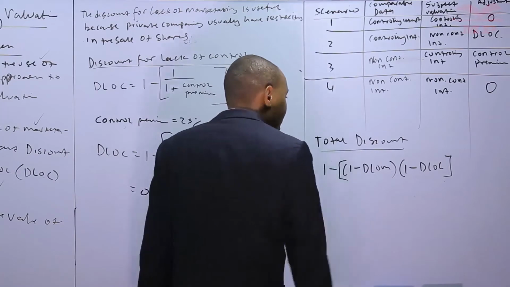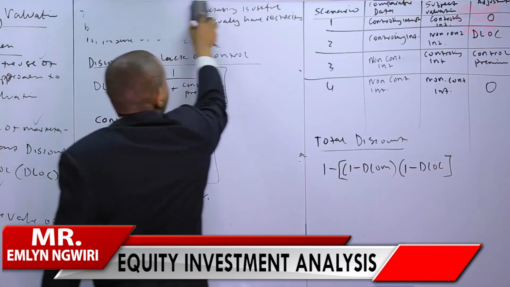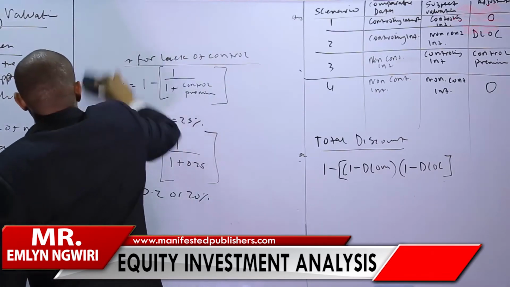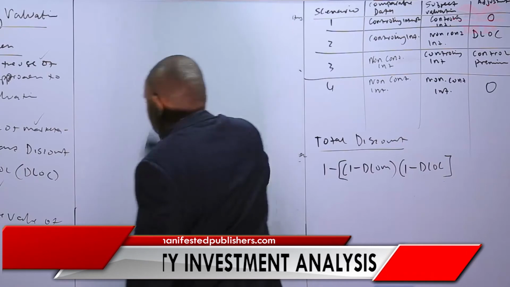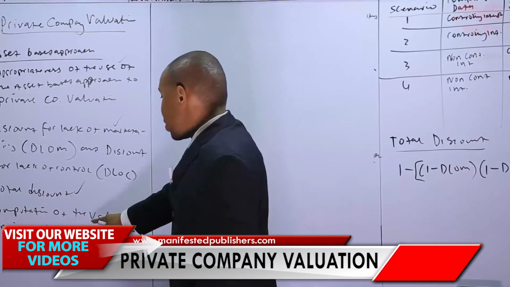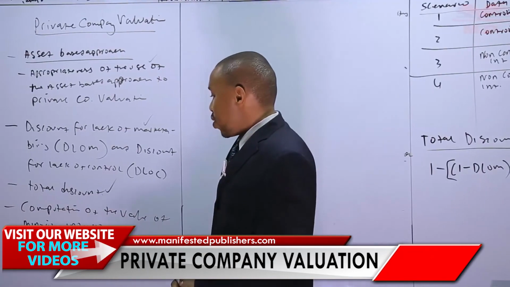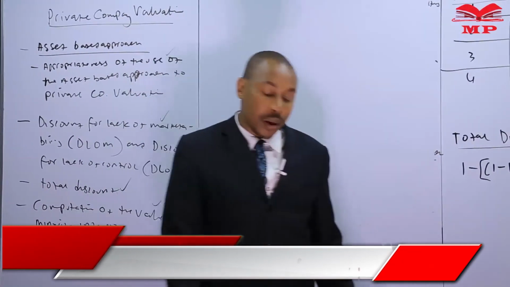So having looked at the total discount, we move on to the final component, and we will now look at an example that assists us to compute the value of minority interest. Minority interest for private companies there.